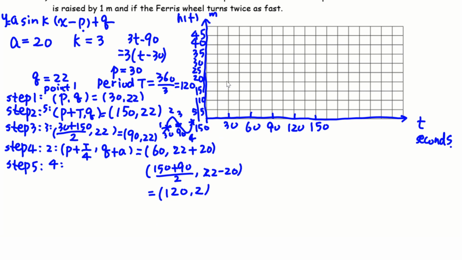So 30, 22 will be here. The last point is the same, add 120 on the same one. Then the middle of these two is 90, 22. And the middle of 30 and 60, the A value is 20, so add 20. And between these two is minus A, which is 2. So you have these 5 points, connect them, then you will have the graph.